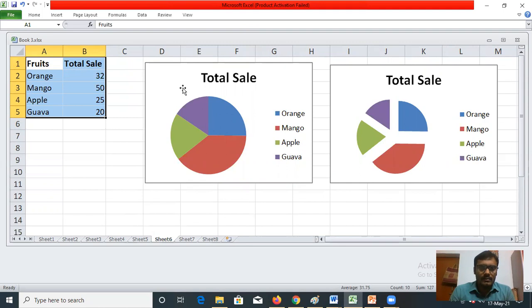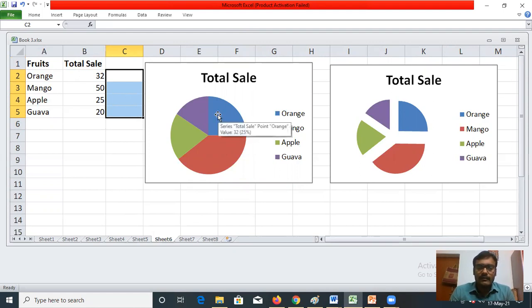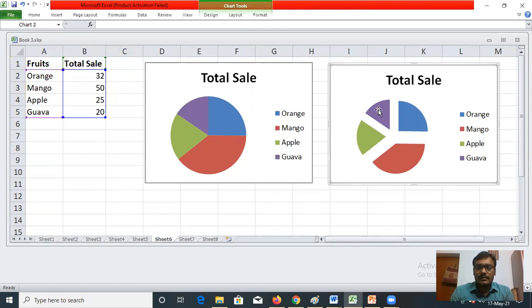So you cannot enter different data series in this chart. Suppose you enter its price also. You can enter it into the data, but only one data series will be displayed in this chart. More than one data series will not be displayed. Understood? Suppose you have entered its price, then in this chart its price will not be displayed. And this is another form of this pie chart, where the picture is split in this way.